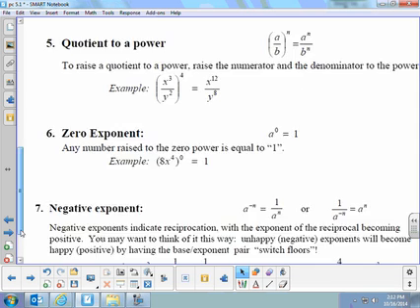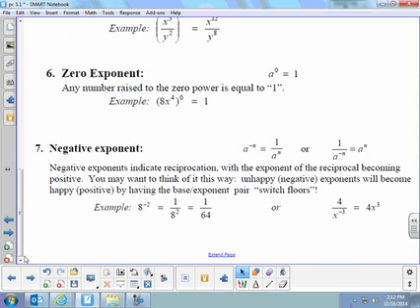Negative exponent, we don't like negative exponents. Whenever you have a negative exponent, you're going to try and make it positive. So if it's in the numerator, it moves down into the denominator and becomes positive. If it's already in the denominator, it's going to move to the numerator and become positive. Make sure you know these rules. They will not be given to you on any tests or quizzes.